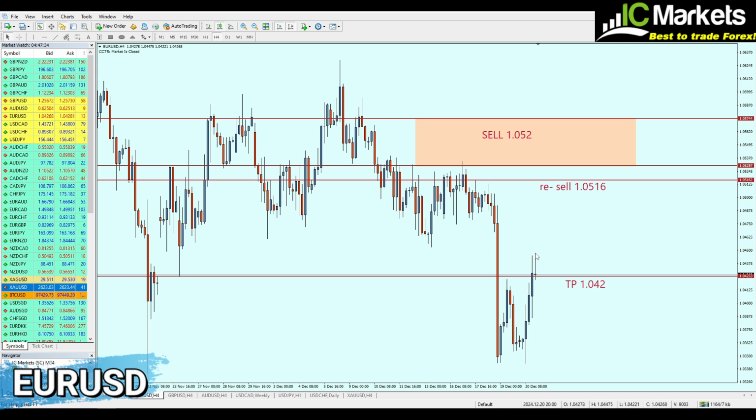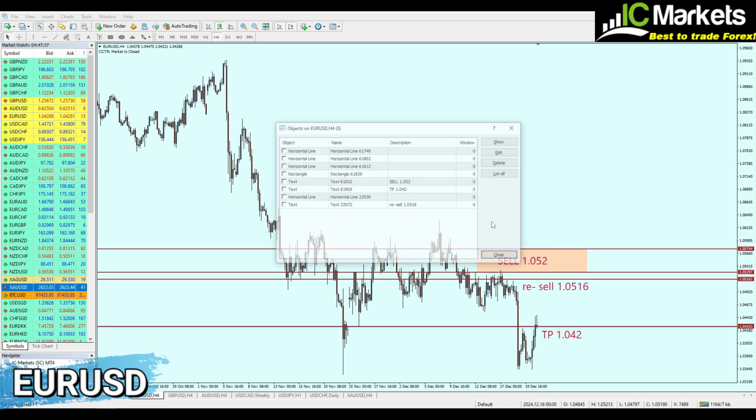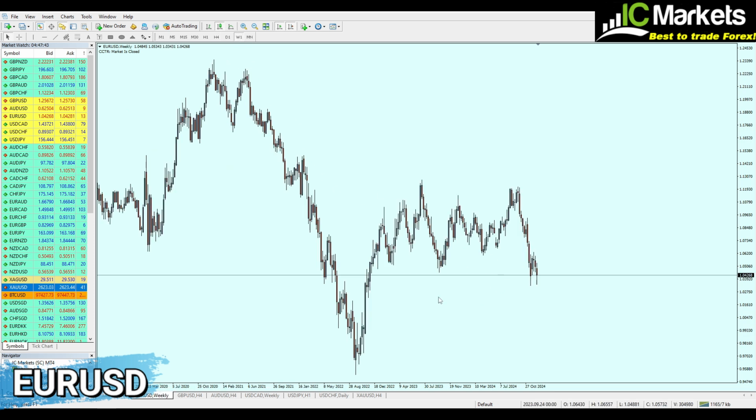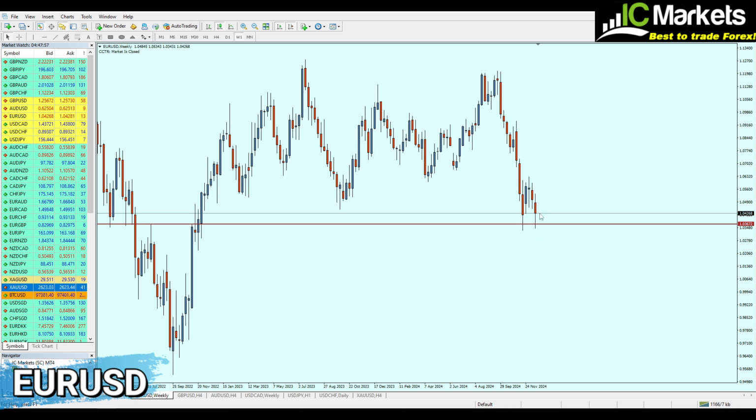Now, however, what's next with the Euro USD? Let me first of all delete the old signal and let's start from scratch. So let's go to the weekly chart. Right now the weekly chart shows me that the market is facing a strong key level of support, which was also a resistance at 1.036. Now we can expect the next candle to be bullish as well.